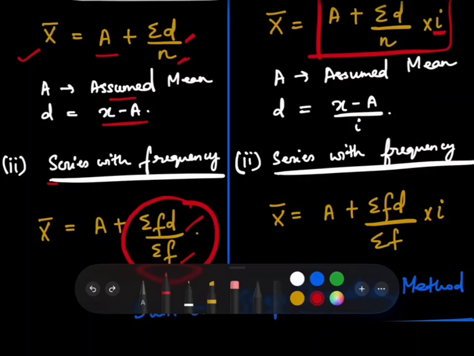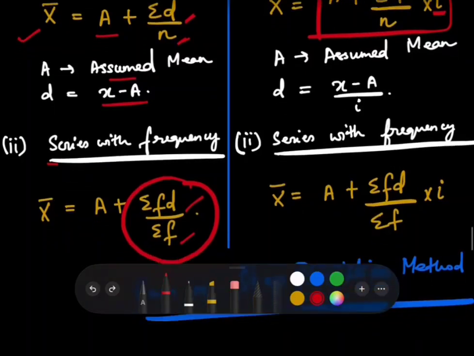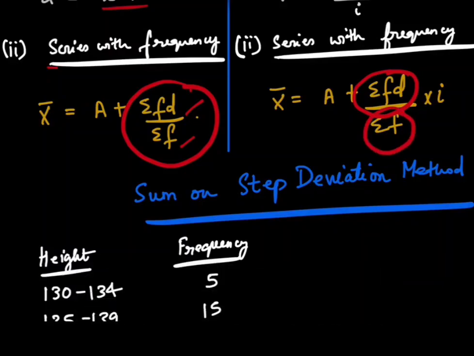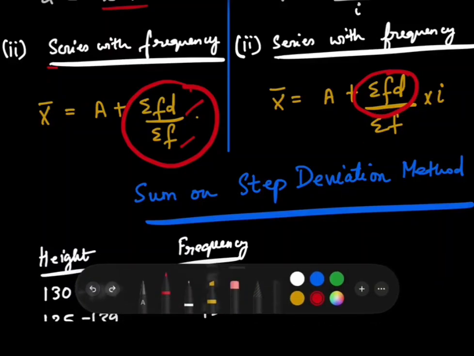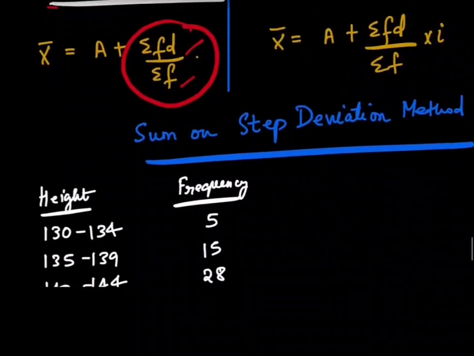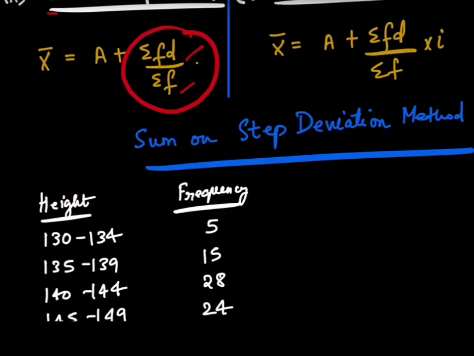Next, if we have to find the mean by step deviation method in case of a series with frequency, how do we do it? Just summation fd divided by summation f into I. Same thing, just that we have frequency here. Okay, so now I'll discuss a sum on step deviation method with frequency.